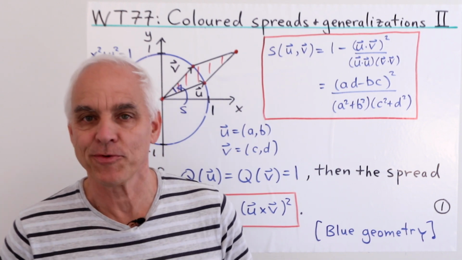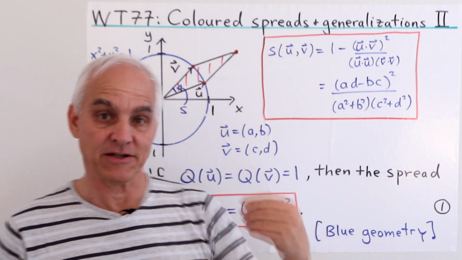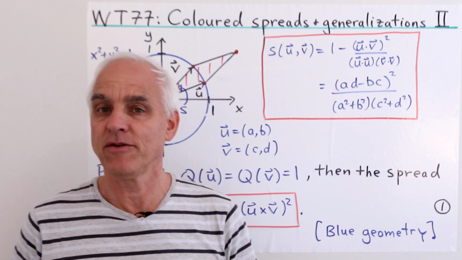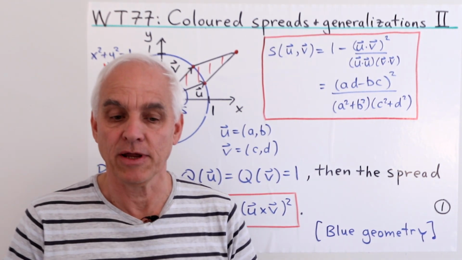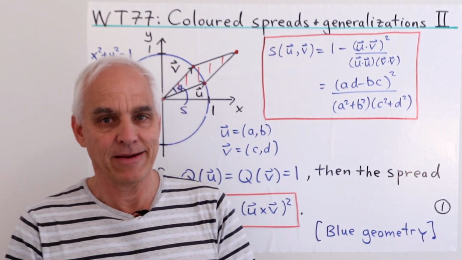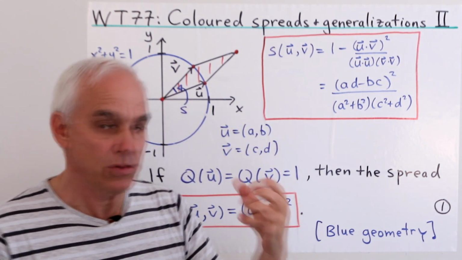Hello, I'm Norman Wildberger. In today's lecture, we want to continue what we were talking about in the last lecture, talking about colored spreads, blue, red, and green spreads, and how to interpret them geometrically, especially using our understanding of determinants as representing areas.